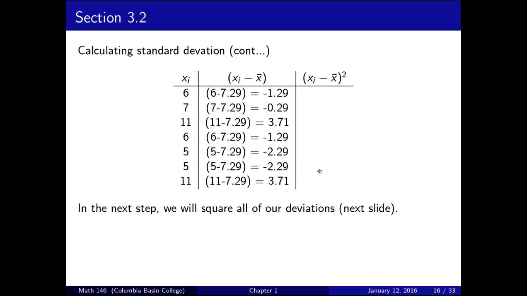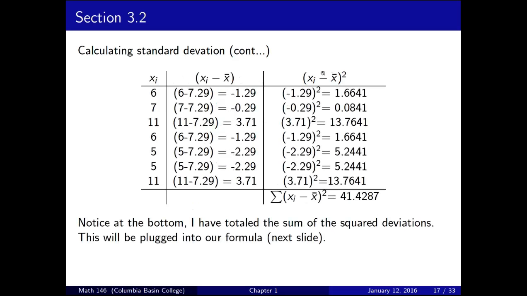Of course, if you add all these up, you have some negatives and some positives, and they're probably going to end up canceling each other out. So instead of just adding them up, we square them, and squaring makes them all positive. I took each observation, subtracted the mean, and now I'm going to square all those values. I take that negative 1.29 and square it, and I get 1.6641. I take that negative 0.29 deviation, square it, and I get 0.0841.